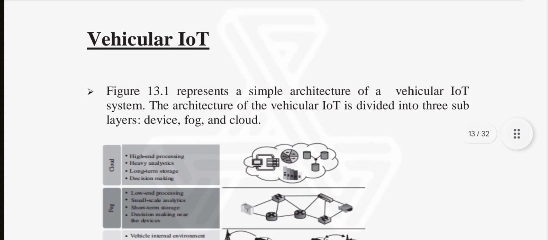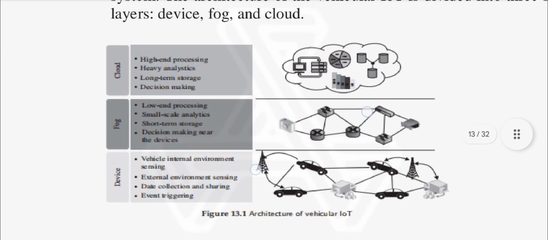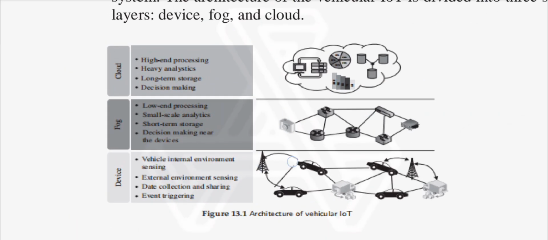Next, we are entering into the vehicular IoT. Figure 13.1 represents the simple architecture of a vehicular IoT system. The architecture of vehicular IoT is divided into 3 sub-layers, that is, device, fog, and cloud. Device contains the vehicle internal environment sensing, external environment sensing, data collection and sharing, event triggering.